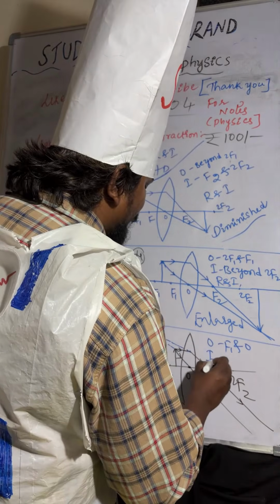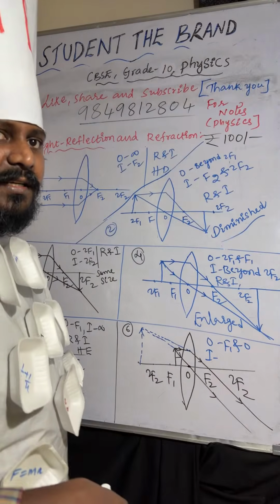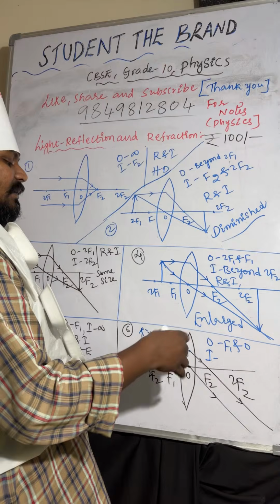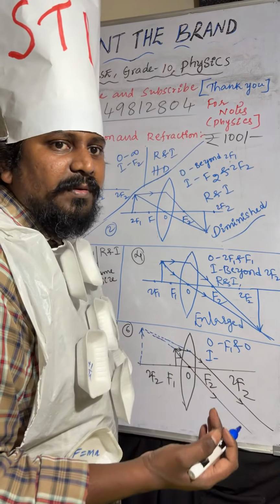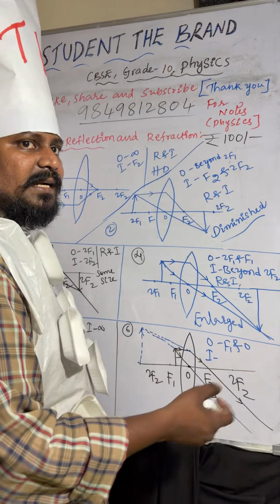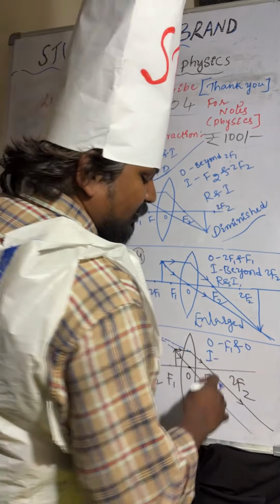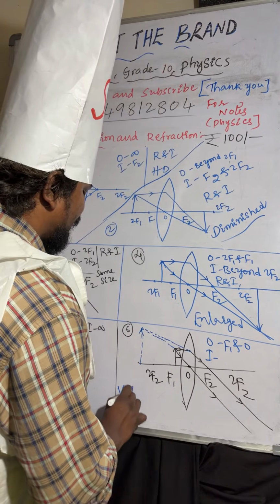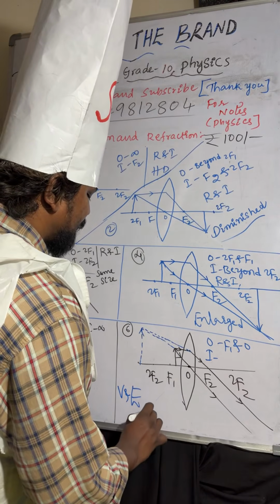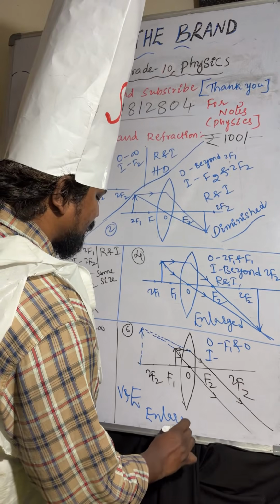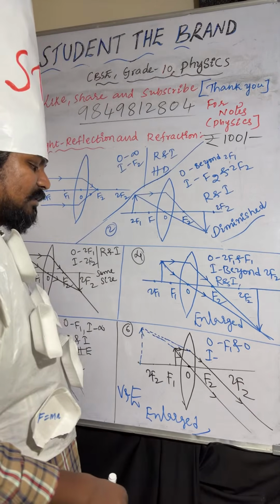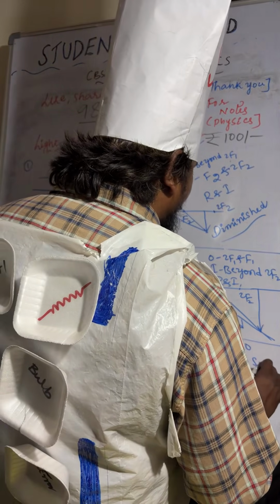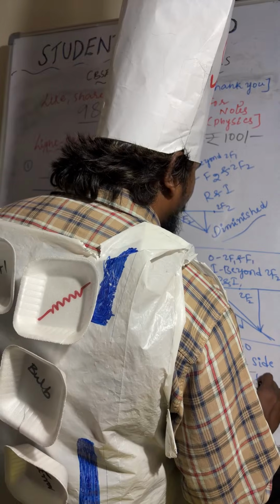Image is forming behind, on the same side of the object. Nature of the image is virtual, erect and enlarged. What type of image is formed? Virtual, erect and enlarged. Same side of the object.